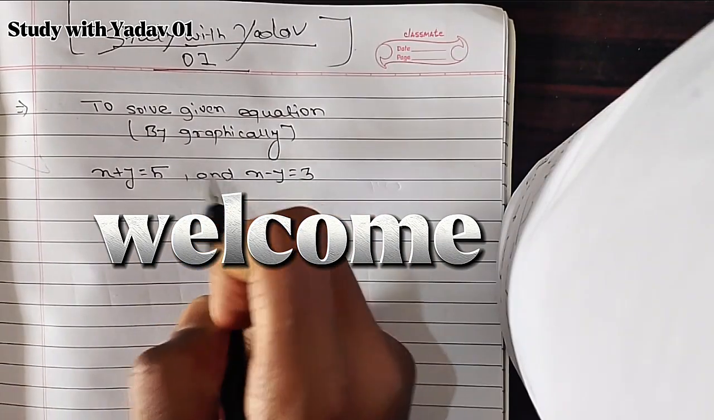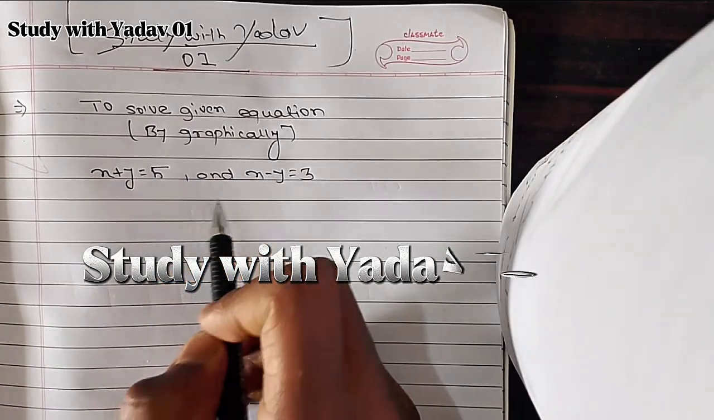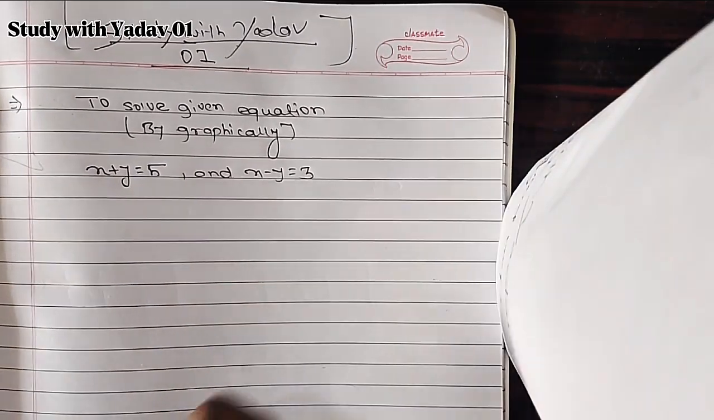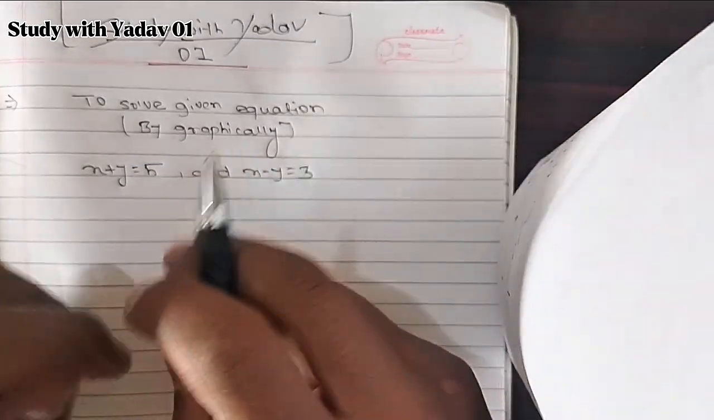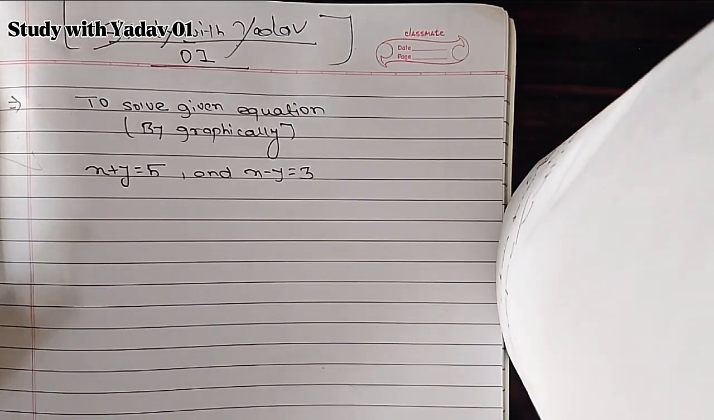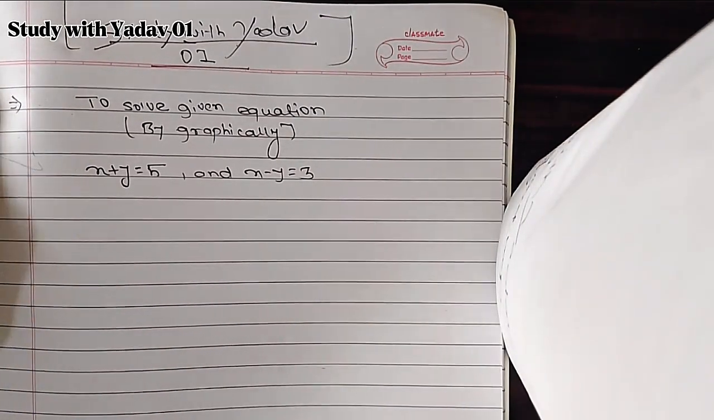Here we have to solve the given equations graphically. One is x plus y equal to 5 and the other is x minus y equal to 3. So, hey everyone, in this video we are going to make simultaneous equations super easy using the graphical method. Let's break it down step by step.